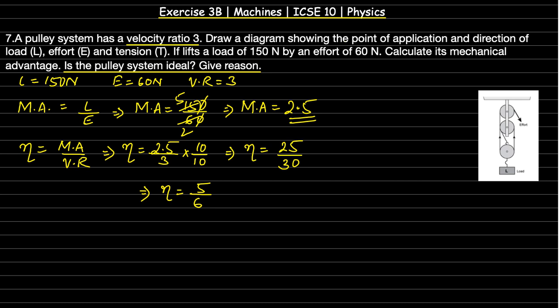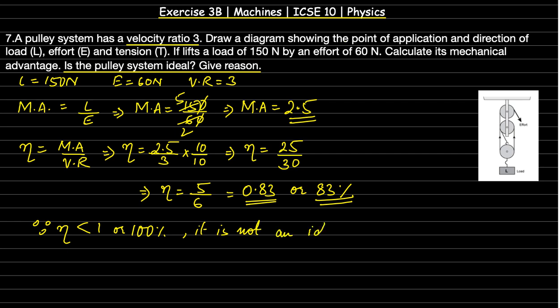Now 5 by 6 is equal to 0.83, or we can write it as 83%. So we have got the efficiency as 83%. Since efficiency is less than 1 or 100%, it is not an ideal pulley. So I hope this question is clear.